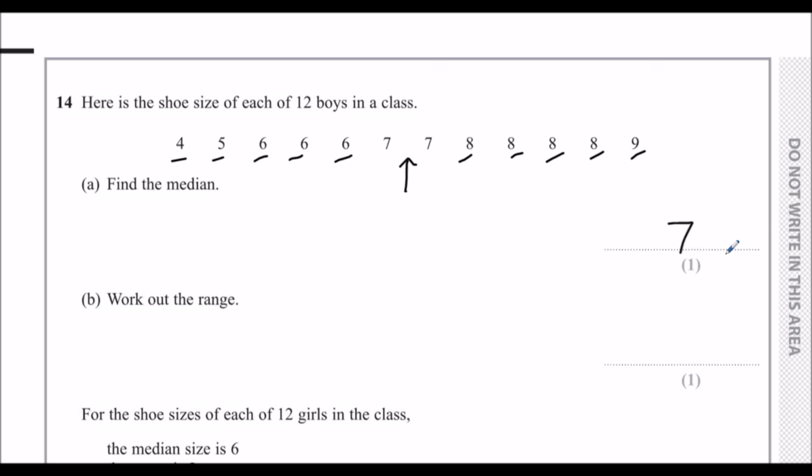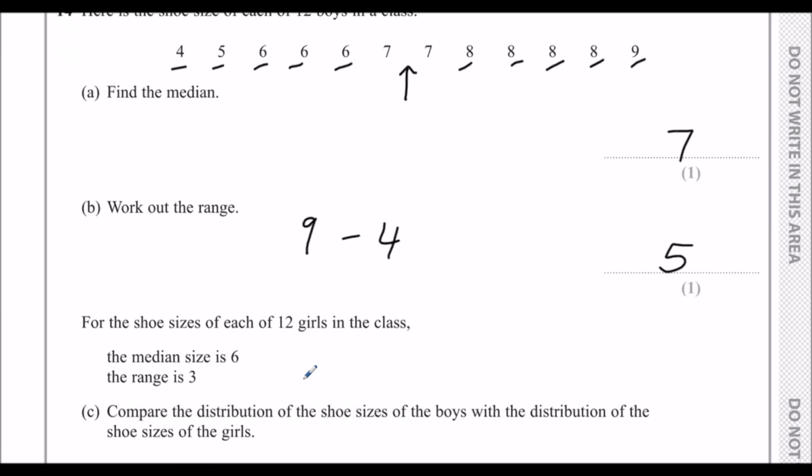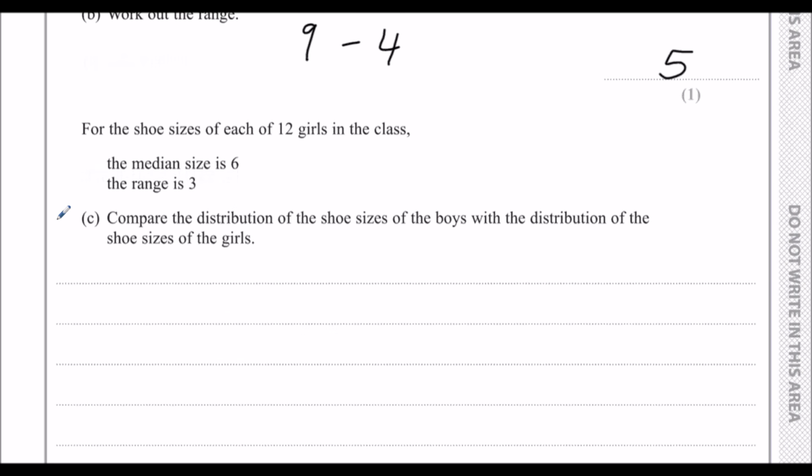Work out the range. The range is the biggest number take away the smallest number. So 9 take away 4, which is 5. For the shoe sizes of each of 12 girls in the class, so these are boys, 12 girls, the median is 6 and the range is 3. Compare the distribution. So we're going to compare the medians. So the boys' median shoe size is greater.